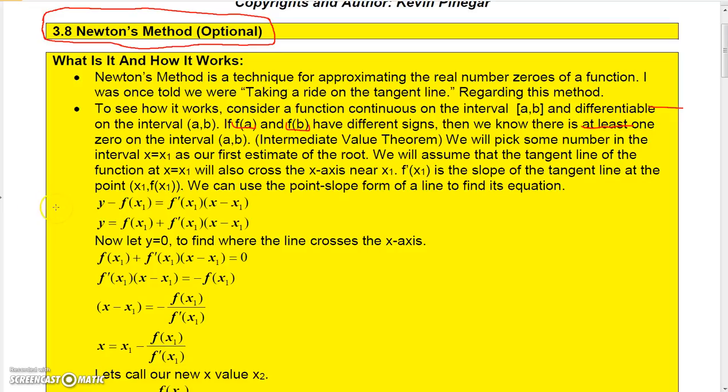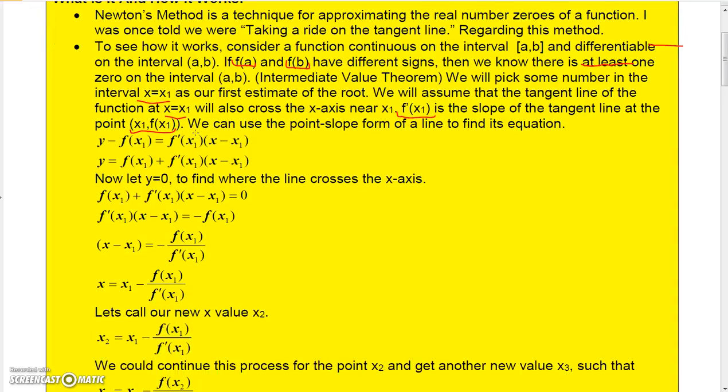So what we'll do is pick some number in the interval as our first estimate of the root. We'll call that x1. And we will assume that the tangent line of the function at x equals x1 will also cross the x-axis near x1. In other words, the derivative at x1 will be the slope of the tangent line at the point where x is x1. And we can use the point-slope form of a line to find its equation.